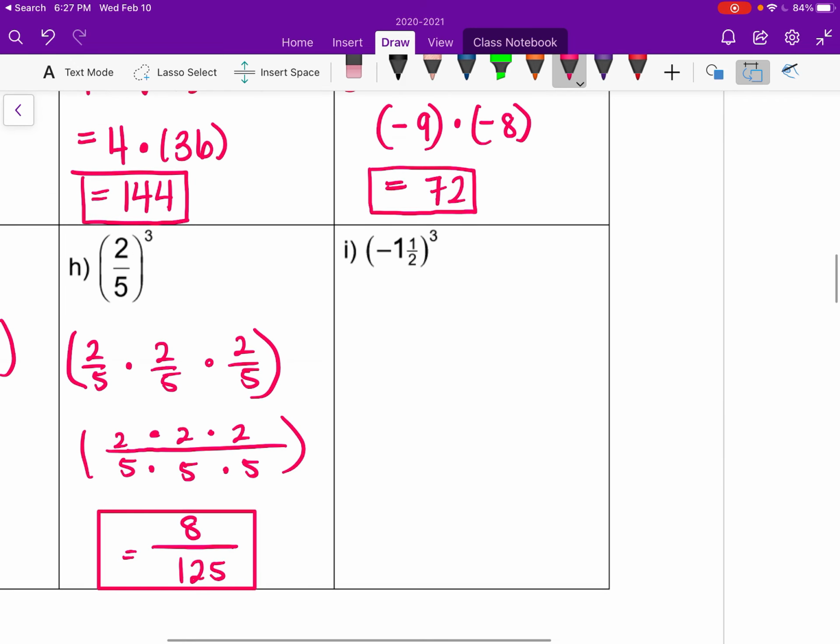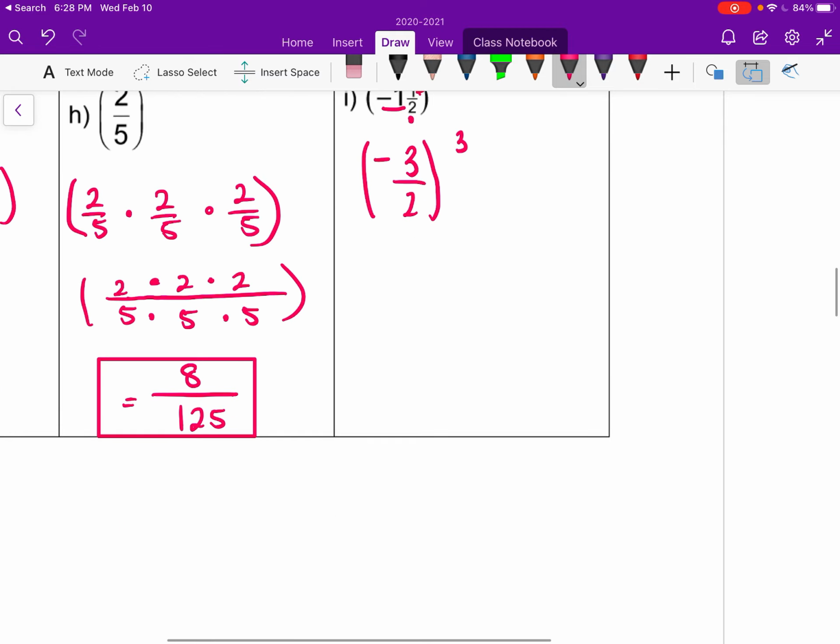And then last but not least, when you have something like negative 1 and a half to the power of 3, you first have to change this negative 1 and a half to an improper fraction. How you can do that is you take the 1, multiply it by the denominator, and add the numerator. So just take the 1. 1 times 2 is going to give me 2, plus 1 is going to give me 3. And you just put the negative back in, so this becomes negative 3 over 2 cubed.